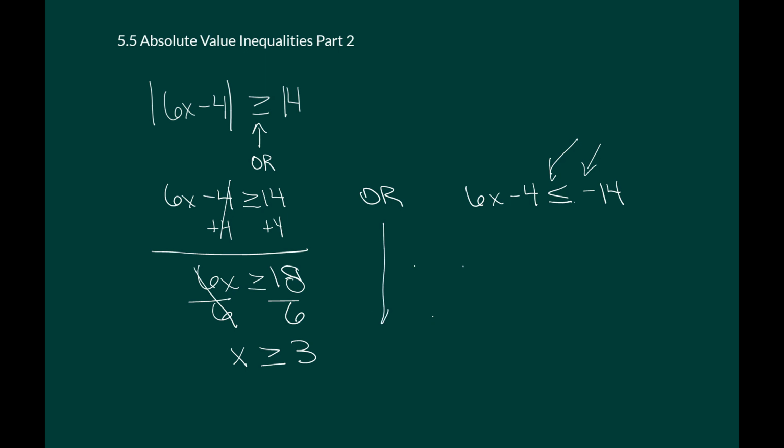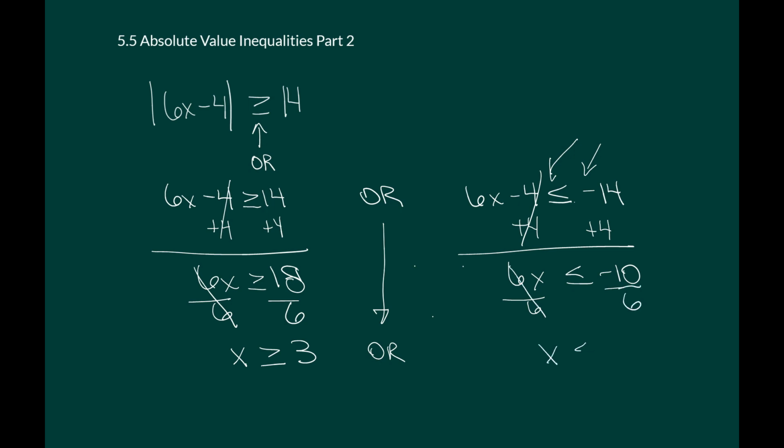I'm going to drop down the word "or." And in this problem, same thing. I'm going to add the 4 to both sides. I get 6x is less than or equal to negative 10. I'm going to divide both sides by 6. And I get x is less than or equal to negative, you can simplify that by dividing by 2, so negative 5 over 3. Okay, so these are my two numbers that I have.